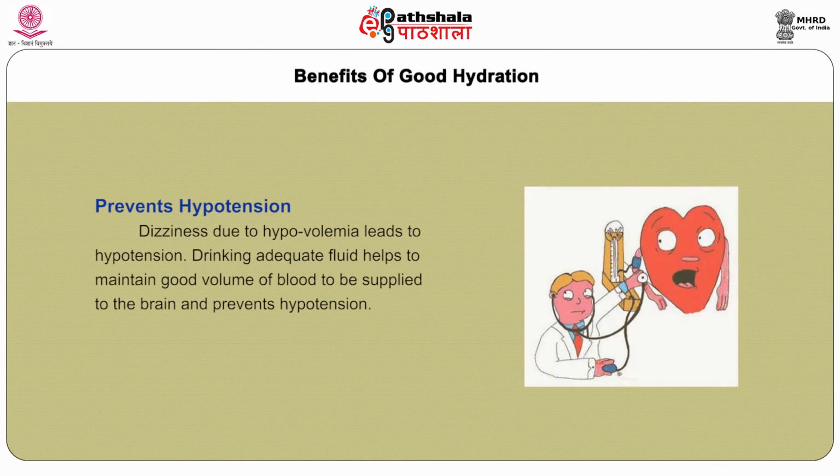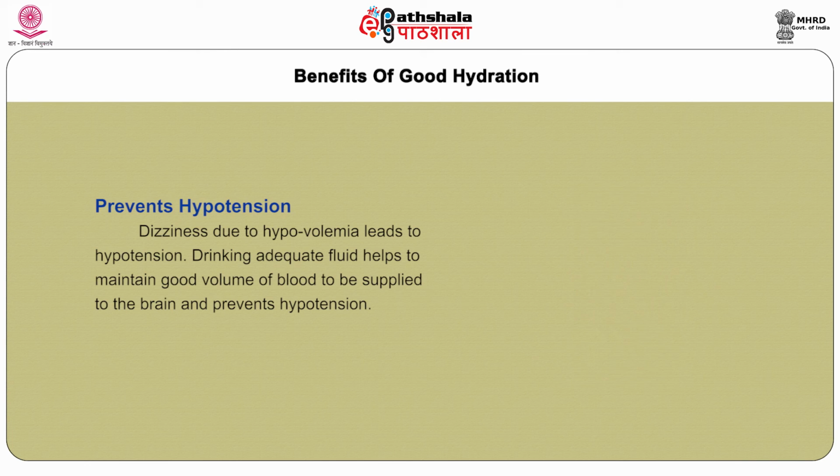Consumption of water prevents hypotension and dizziness due to hypovolemia. Hope you know what is hypovolemia. It is decreased blood volume or blood plasma. This leads to hypotension. Drinking adequate fluids helps to maintain good blood volume that can be supplied to the brain, and it prevents hypotension, that is decreased blood pressure.